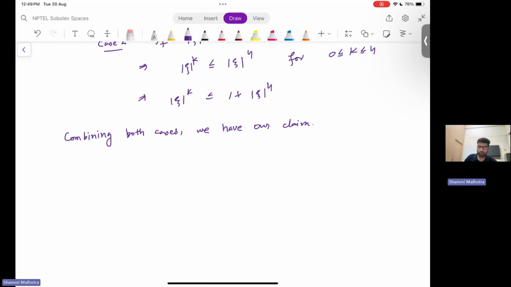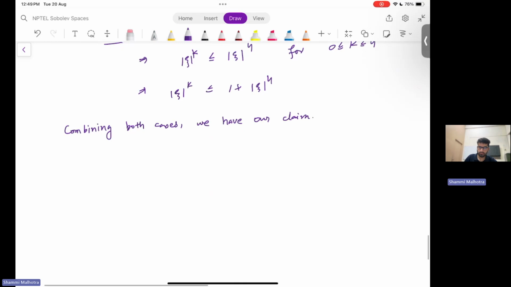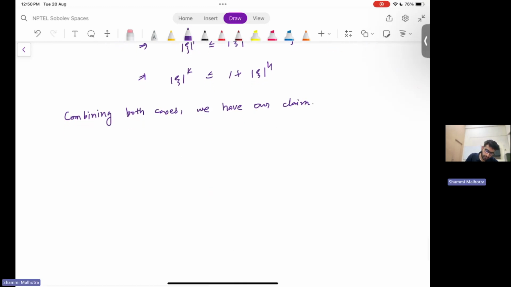Now, finally, what this basically implies is that (i 2 pi xi) raised to the power of k times u hat will be in L2(R) for k from 0 to 4.